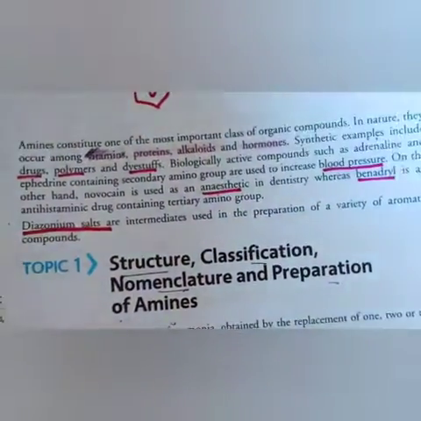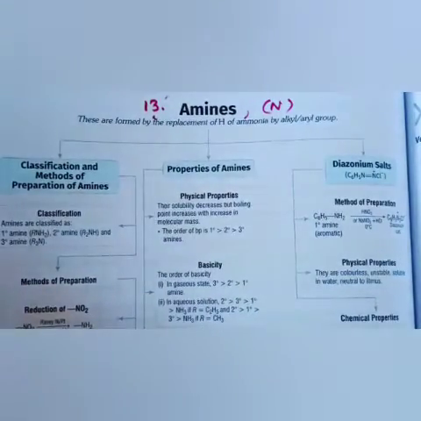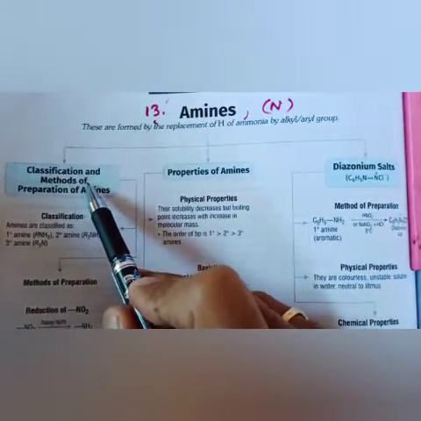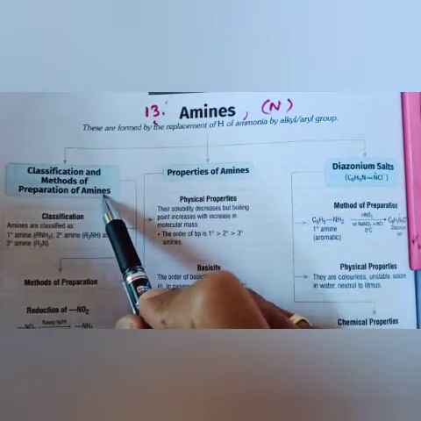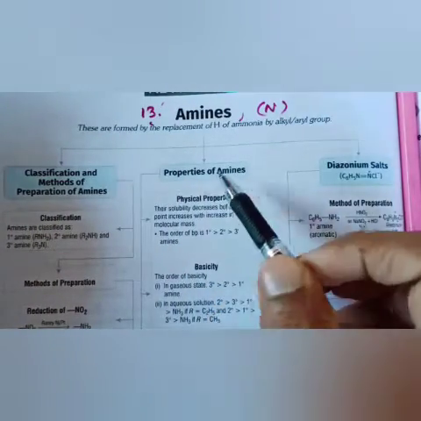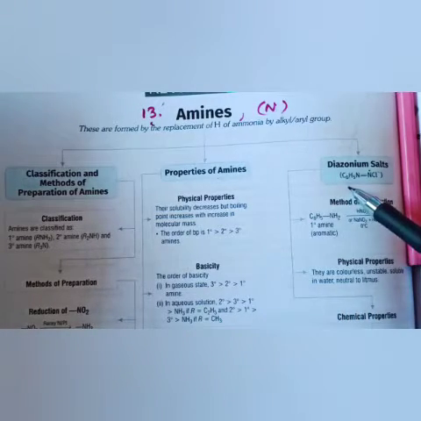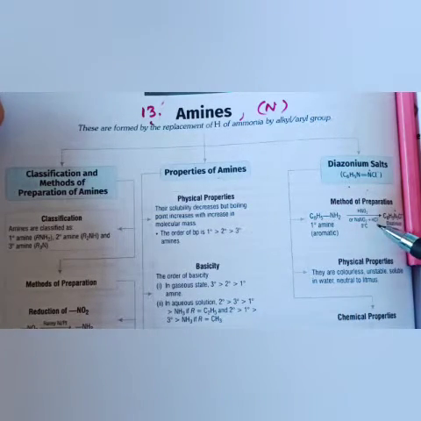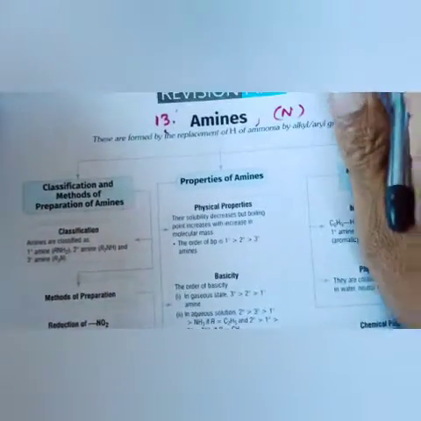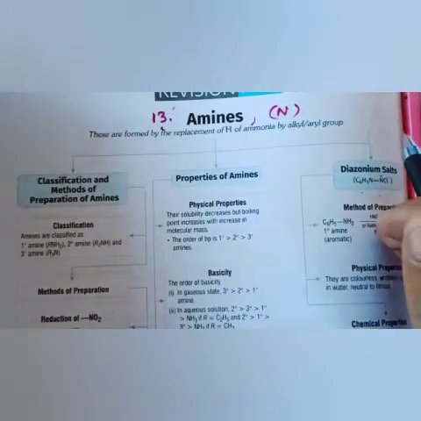So let's understand what we have to do in this chapter. Dear students, we are going to divide the chapter into three parts. First, classification and methods of preparation of amines. Then we will talk about properties, physical as well as chemical. The third is the diazonium salt, in which the methods of preparation, physical properties and chemical properties are very important. So two things we will study about nitrogen: one is the amino group, the second is the diazonium salt group.